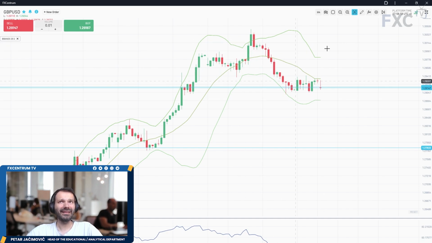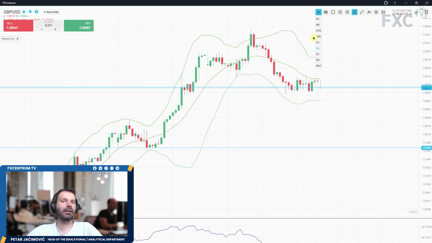So this is the 4-hour time frame, as you can see on our FX Centrum platform. Here at the top, you can see that this is the 4-hour time frame, and we have the Bollinger Bands here. What is interesting is that we had a potential bearish flag here. You can see very clearly that the market had a down move. So there was a breakout of 1.2940, and then the RSI went.